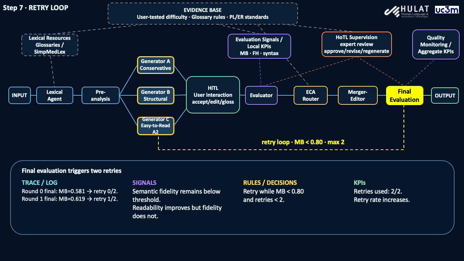This slide shows the retry loop. The candidates are generated again, evaluated again, and edited again. There is some improvement, but the semantic fidelity threshold is still not reached. The number of retries is limited to 2. This prevents an infinite loop. After that, the system can send the case to expert supervision.